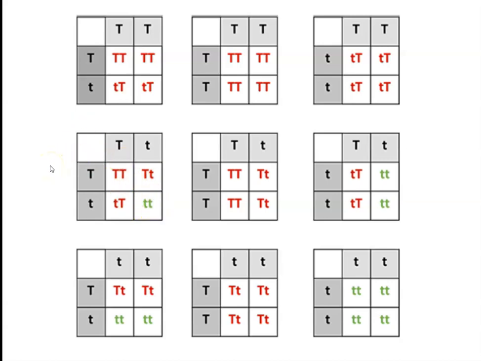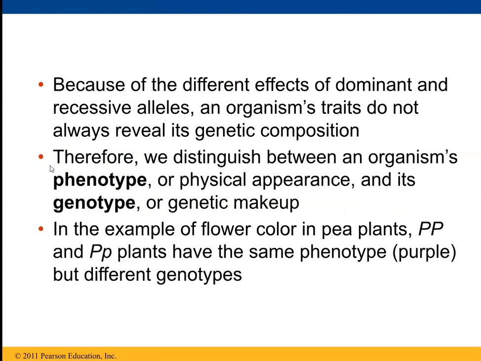Okay? So the word phenotype is just what is the actual trait? What is the outcome? Is it tall or short? Is it yellow or green pea? Is it purple or white flowers? Whereas genotype is the actual alleles.